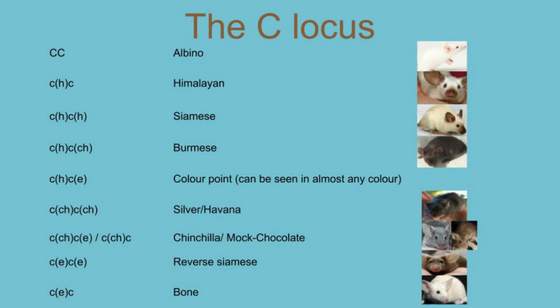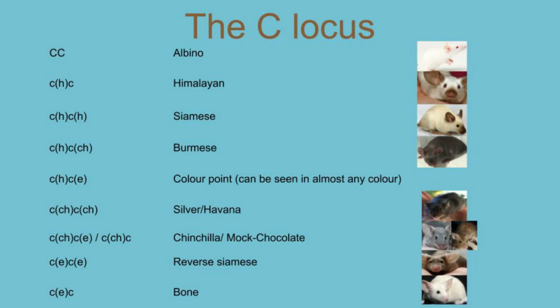as Siamese. If we have C bracket H, C bracket CH, they're known as Burmese. If we have C bracket H, C bracket E, this is colour point. And if we have C bracket CH, C bracket CH, they're either known as Havanas if it's on our recessive non-agouti line, or as silver agouti if it's on our dominant agouti line. If we have C bracket E, C bracket E, you'd be looking at a reverse Siamese, and that would be the same for both lines.